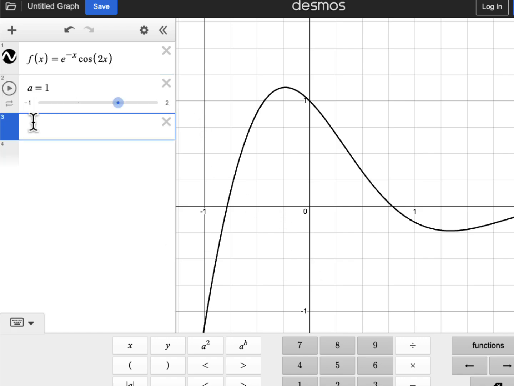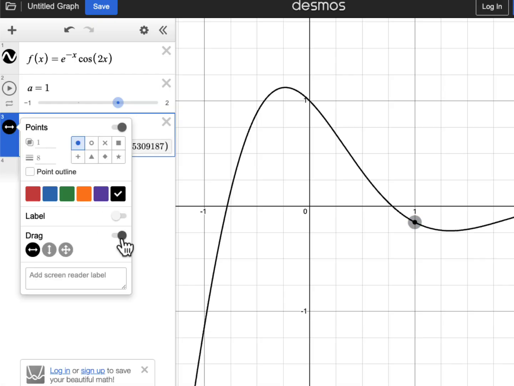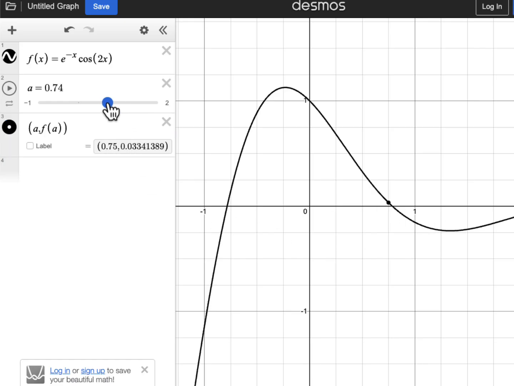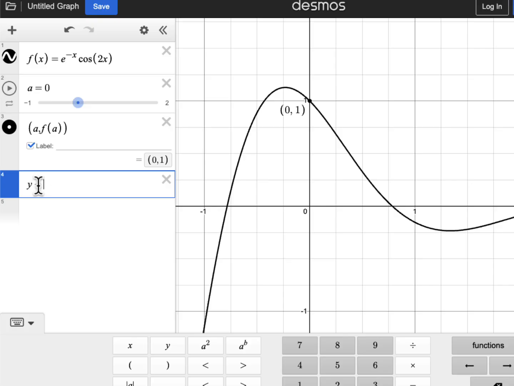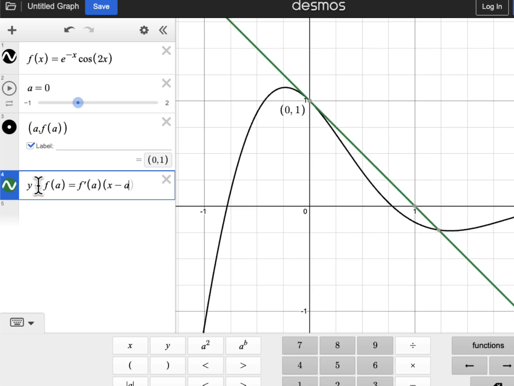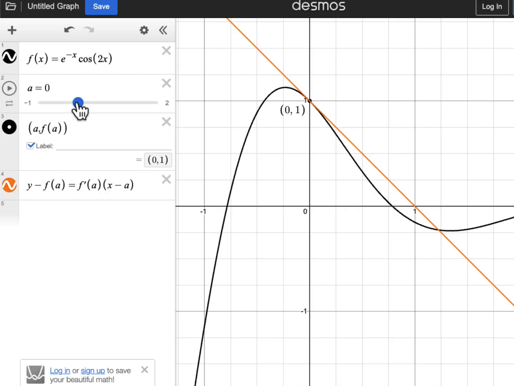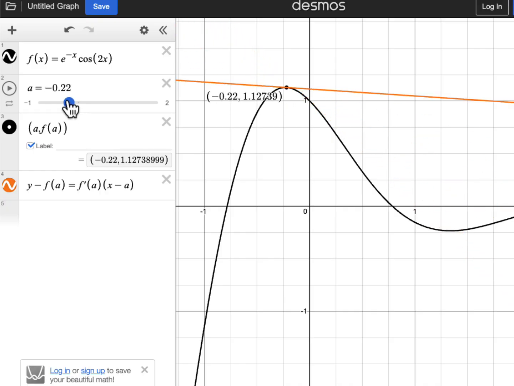The point of tangency will be at a, comma, f of a. Let's make it black and turn the drag feature off. Currently, you can just grab this point and move it if you want, but toggle that off and now I cannot. But I can still move this slider to move that point around. Let's park a at 0 and click on label. Now to make the tangent line, the equation is y minus the y coordinate, and the y coordinate is f of a, is equal to the slope, which is f prime of a, times parentheses x minus a. We'll make it orange. And now I have a movable point and tangent line.